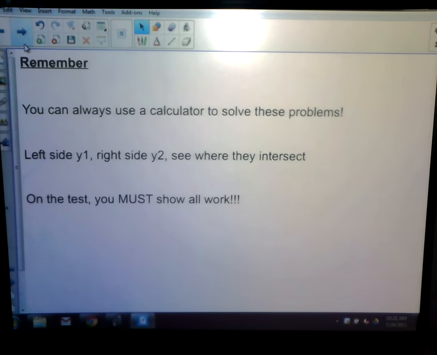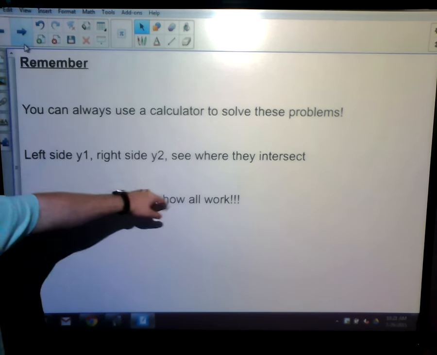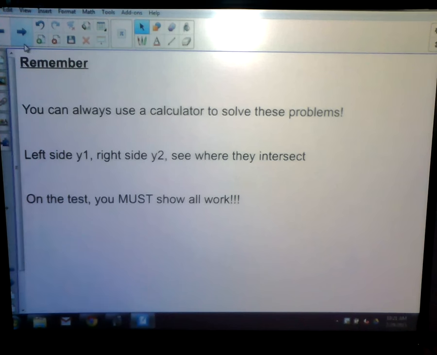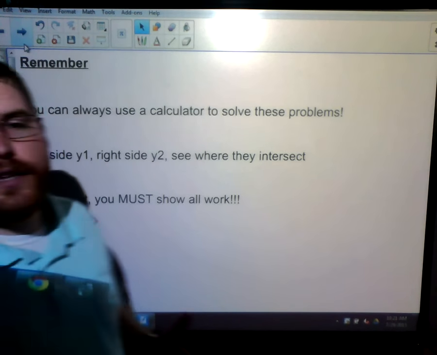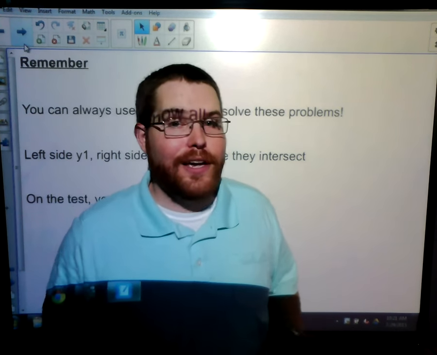Remember, you can always use your calculator to solve these problems. Anytime you see an equal sign, you can put the left side in y1, the right side in y2, and see where they cross. But on the test, you must show me all your work. So why would I show you how to do this on the calculator? Because the SOL is all calculator.